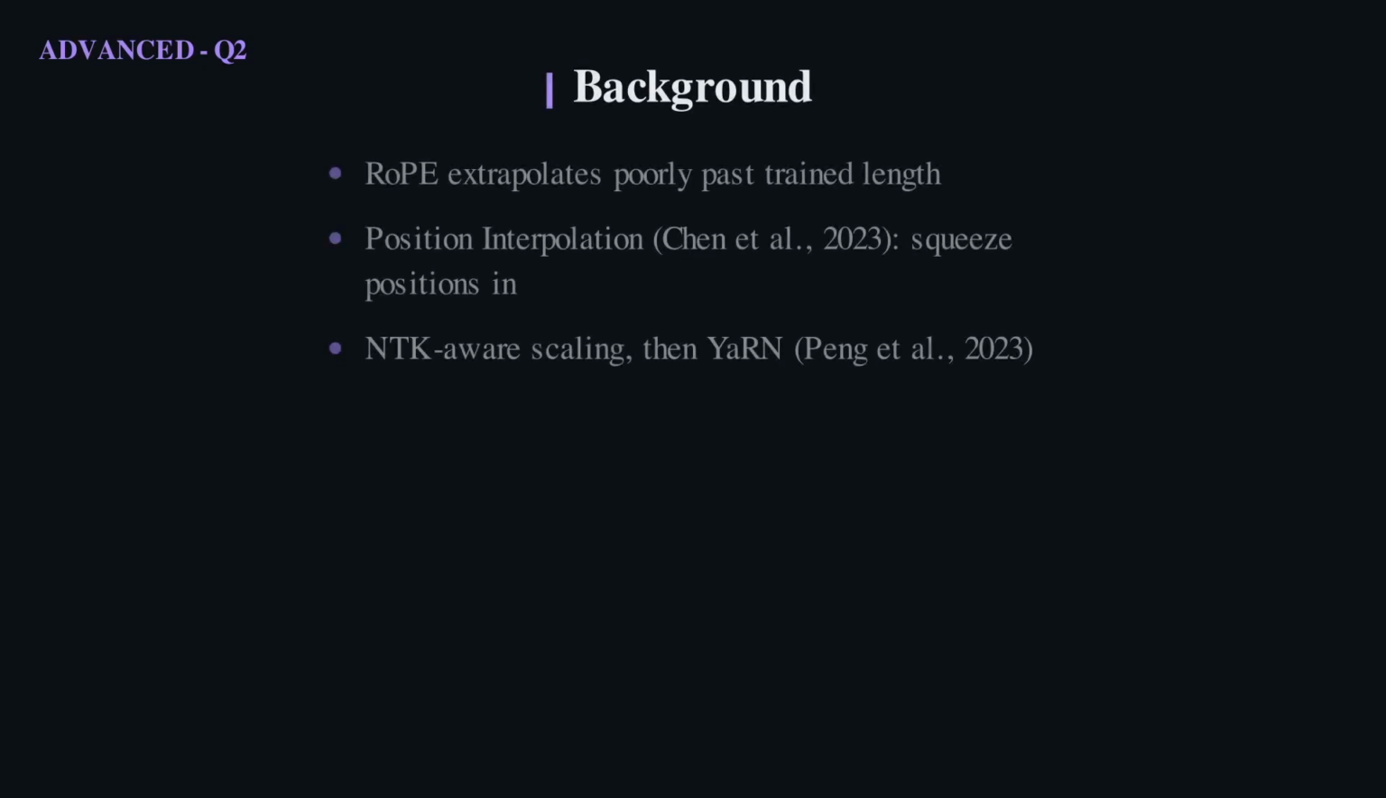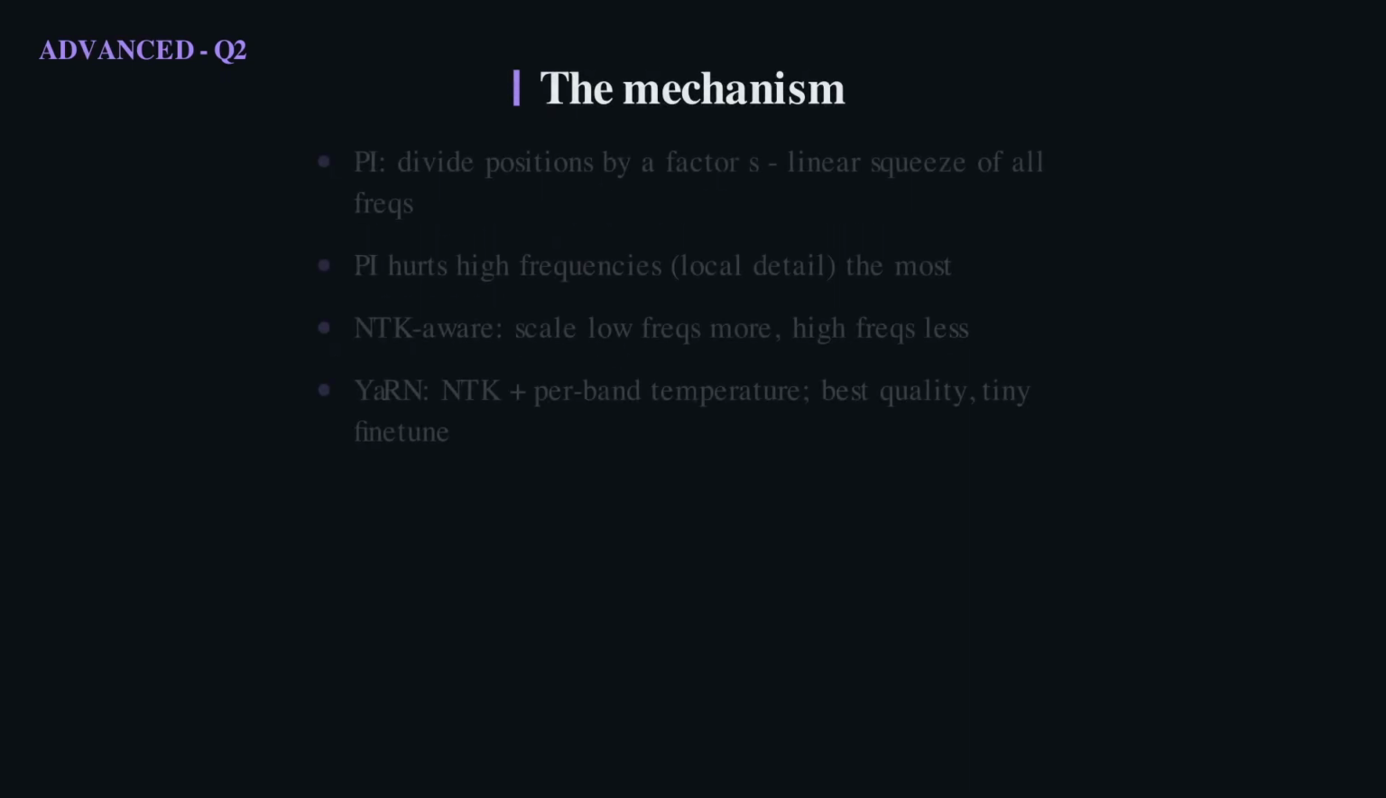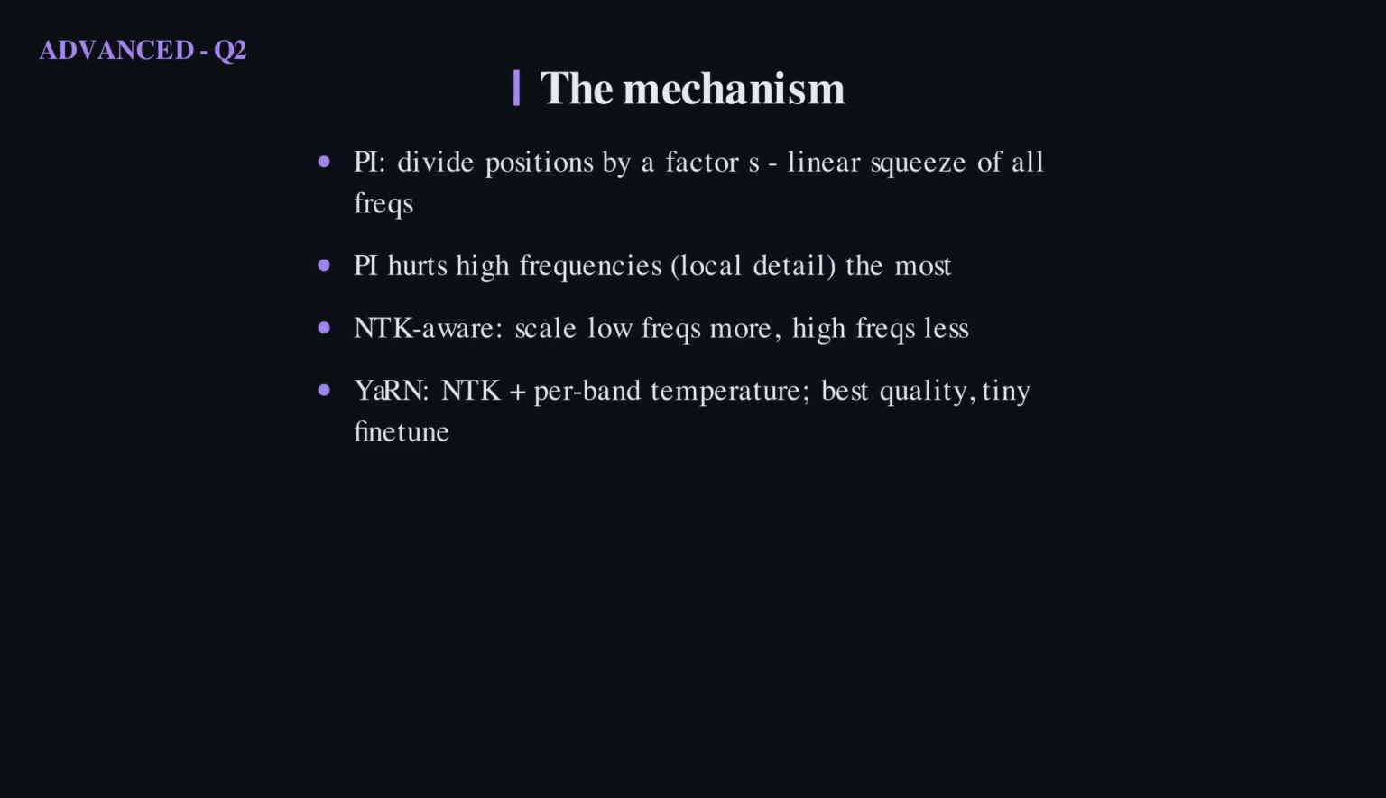Position interpolation from Chen and colleagues in 2023 was the first fix. NTK-aware scaling and then YaRN from Bo and Peng and colleagues in 2023 refined it. All of them manipulate rope's rotation frequencies. Position interpolation simply divides every position so the model never sees an unfamiliar angle, but it blurs fine local detail.